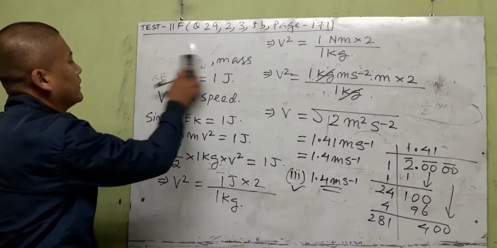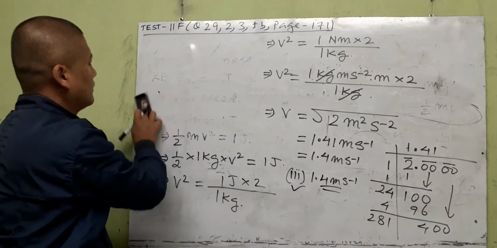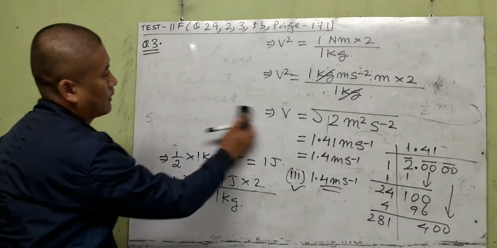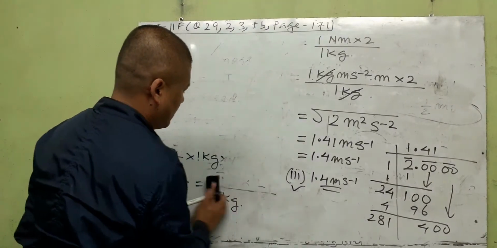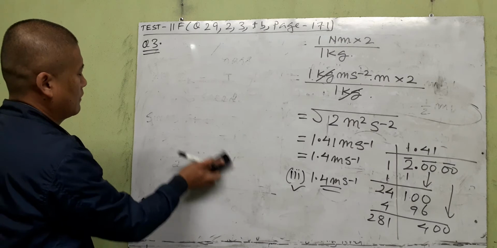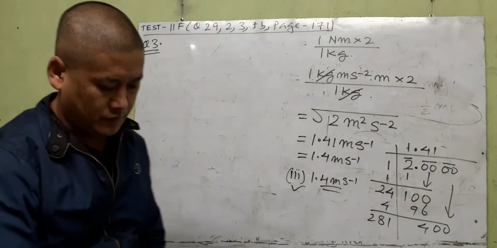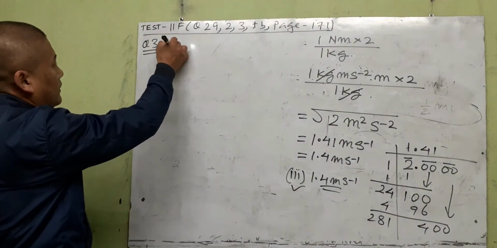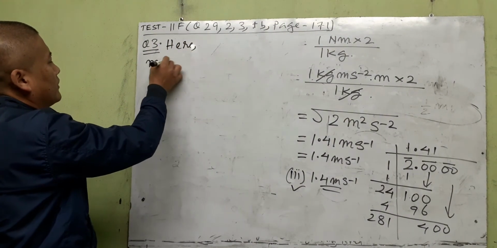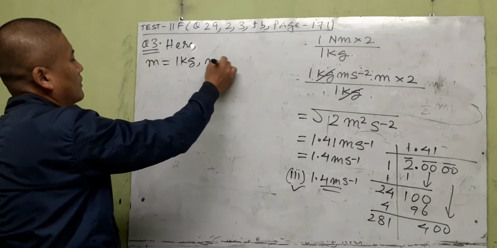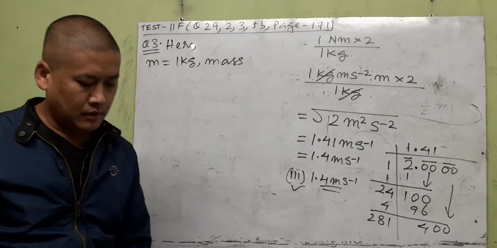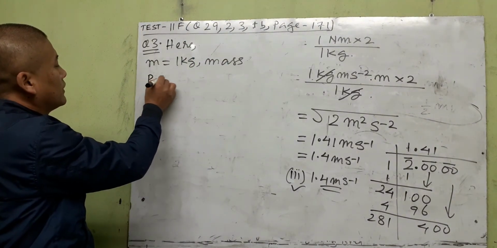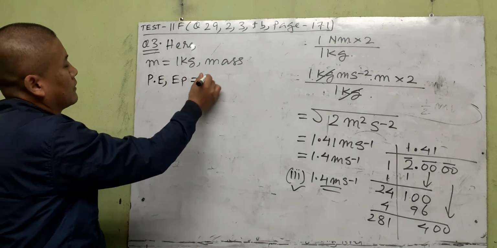One more question before we complete this test part. So let us go to question number 3. Question number 3. Okay. Object mass 1 kg. So here, M is equal to 1 kg is the mass. So next, potential energy, 1 joule. So that means potential energy EP is 1 joule.